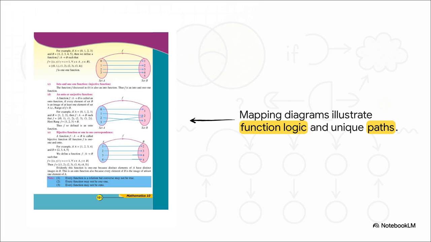You can literally trace these rules in action. Just follow the arrows from the inputs in the first set to their assigned images in the second set. Sometimes every single input gets its own completely unique output. Other times, multiple inputs might point to the exact same output. And sometimes, there are leftover numbers in the second set that never get mapped to at all. These visual paths dictate exactly what kind of function we're dealing with.